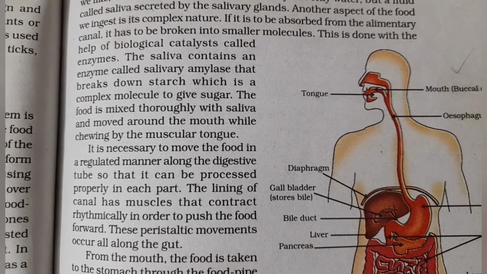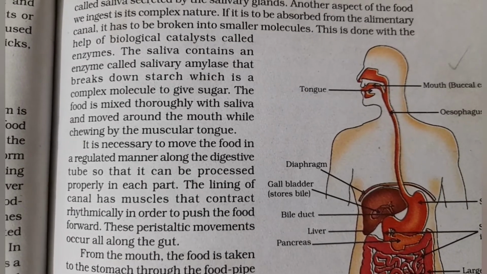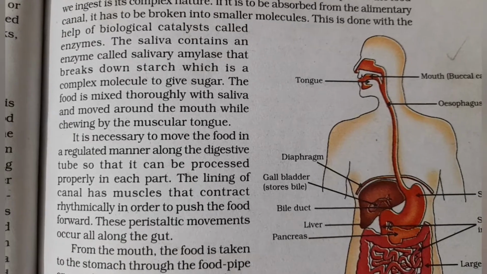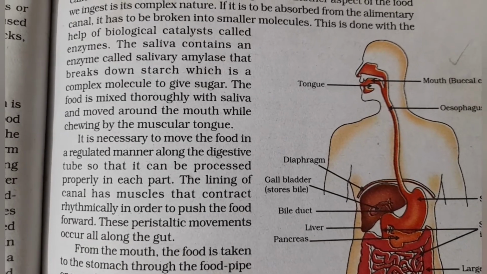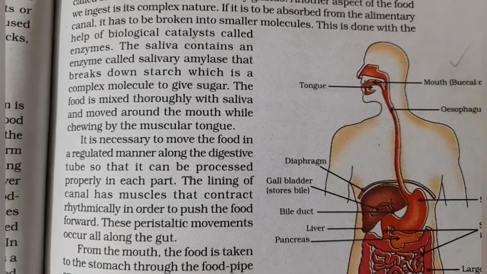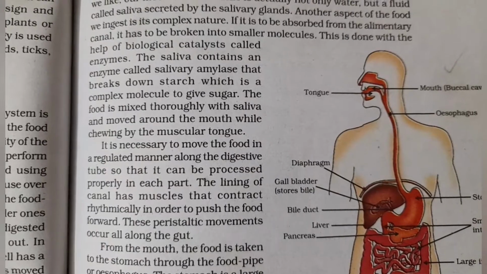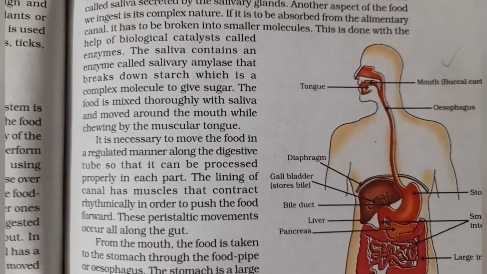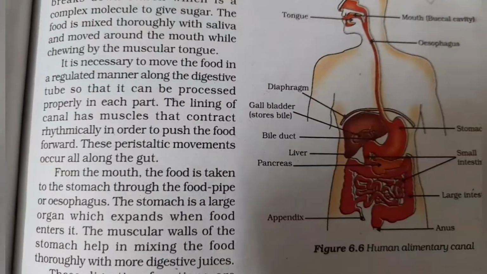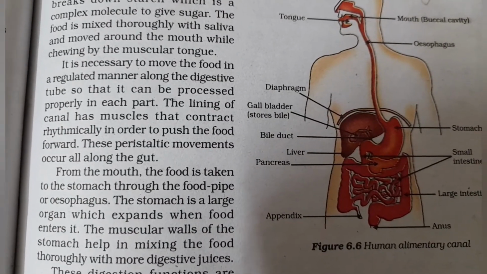The food is mixed thoroughly with saliva and moved around the mouth while it is chewed by the muscular tongue. The food is moved in the mouth because it needs to be thoroughly mixed with saliva. It helps in lubrication. That means it helps in the easy passage of food by wetting it.